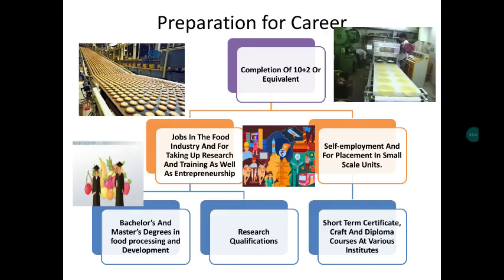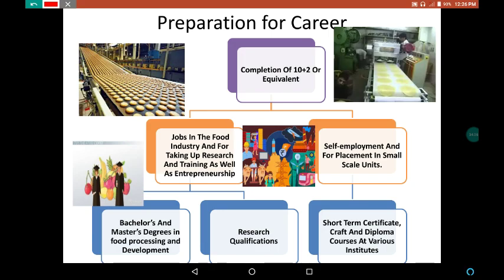Now, when you want food processing and technology as a career, you want your career in the food industry, so what qualification do you have to have? That is, after completion of 10 plus 2, this is compulsory, or any equivalent degree. Means 10 plus 2 or any equivalent degree.